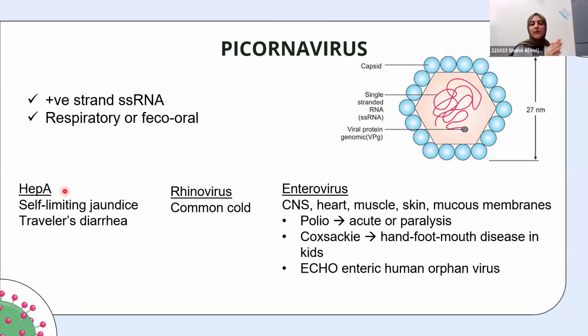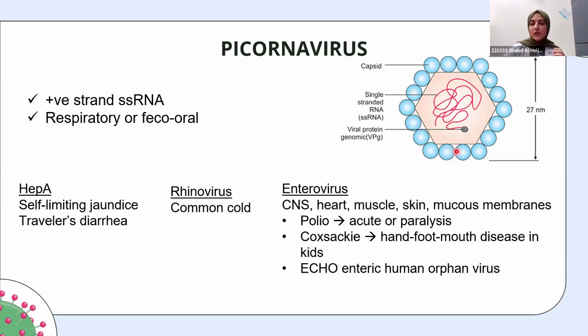Hepatitis A can cause self-limiting jaundice and can cause traveler's diarrhea. What is the disease pattern? The disease pattern is acute. So it's self-limiting jaundice due to the infection of the liver. It can cause traveler's diarrhea. This is for hepatitis A. Now for rhinovirus, we said it's a respiratory infection affecting the nasal epithelium. So this will cause common cold.